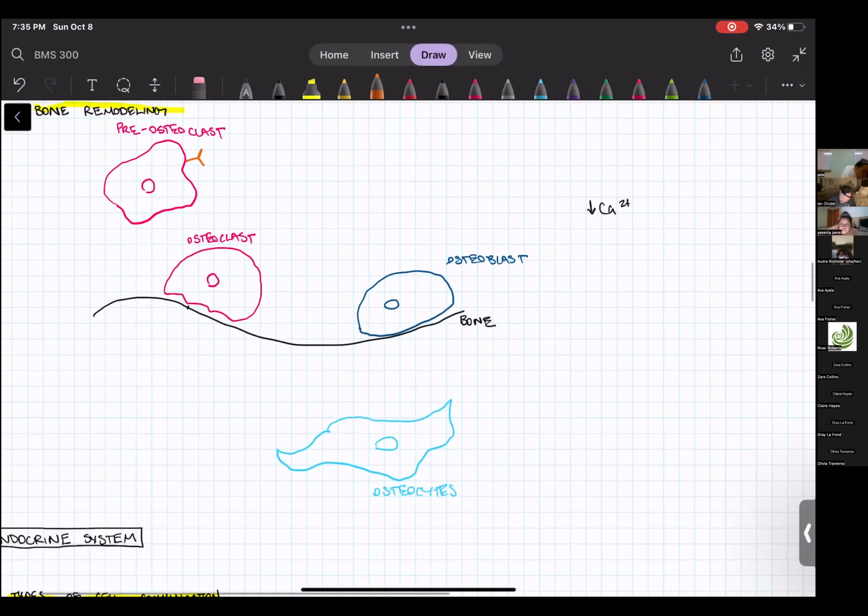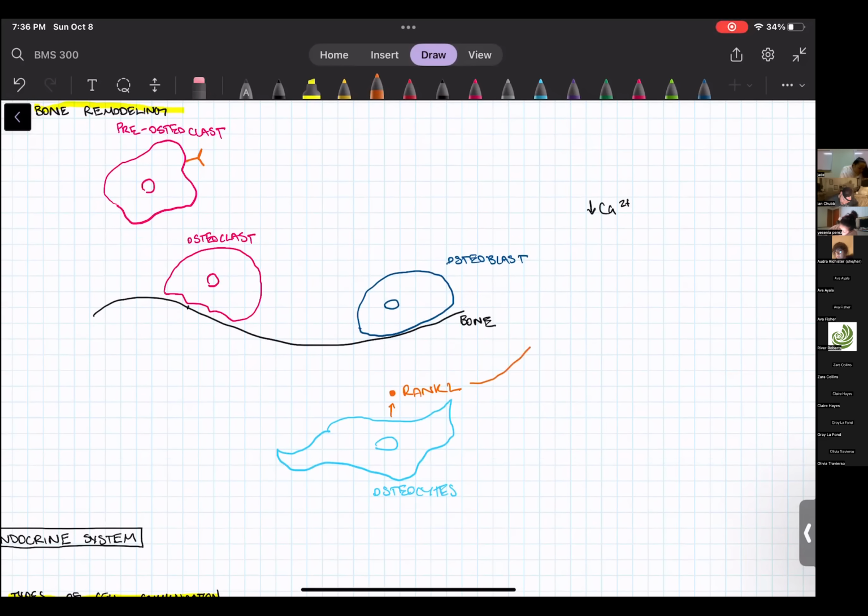Our first big guy that's released is going to be our RANKL. RANKL stands for rank ligand. Ligand meaning a chemical messenger. We refer to a lot of things as ligands, like neurotransmitters are considered a ligand. They essentially will send a signal to a cell. So osteocytes, remember, maintain bone. So they're the ones that are really doing this stuff.